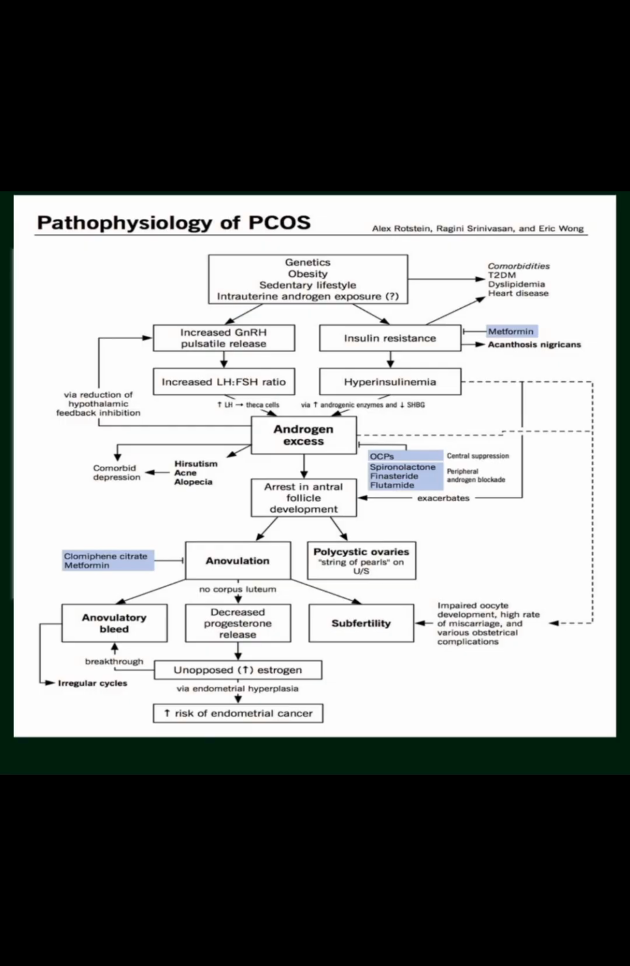Because they're not having the formation of the corpus luteum, there's decreased production of progesterone, and there's a high amount of unopposed estrogen, which predisposes them to endometrial hyperplasia and further causes a risk of endometrial cancer. That anovulation can also cause anovulatory bleeding. It can cause irregular cycles.